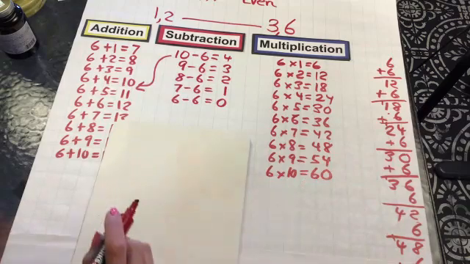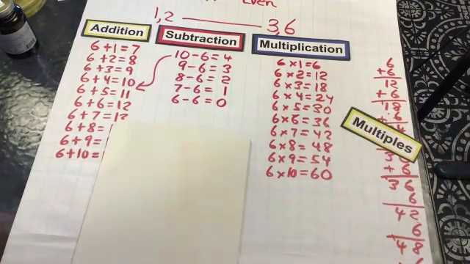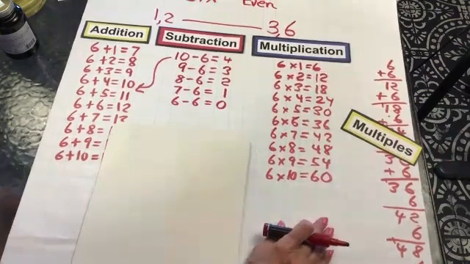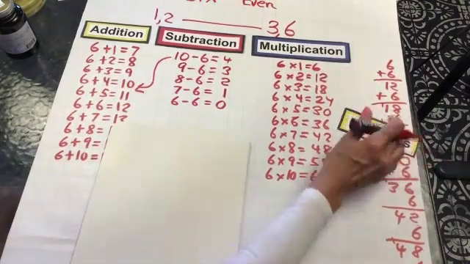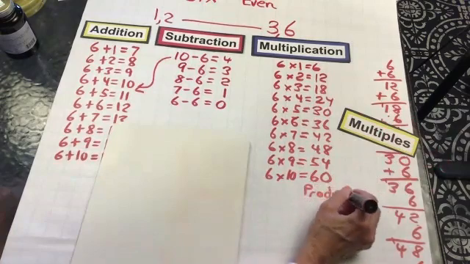And reminding ourselves that the answers to all these multiplications are the multiples of 6. And they're also considered the product. So we can say multiples. The answers are multiples or products.